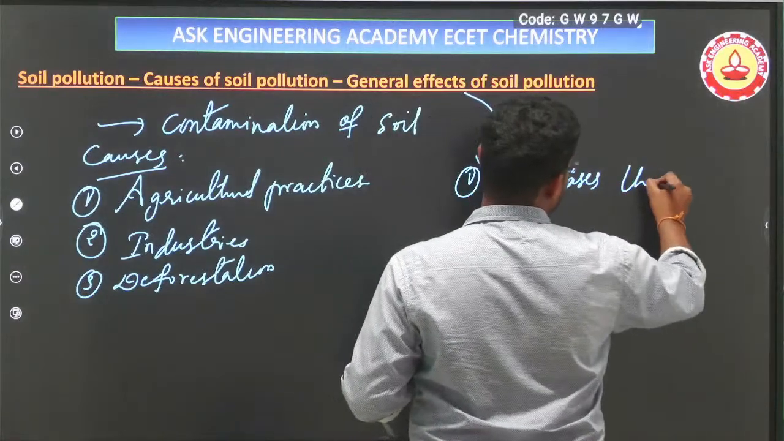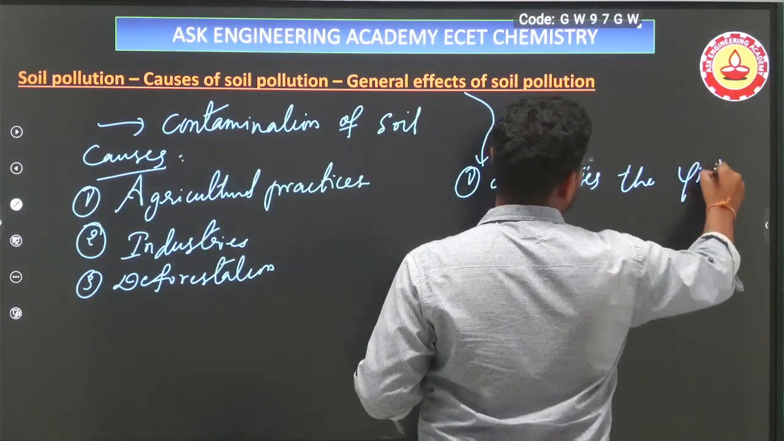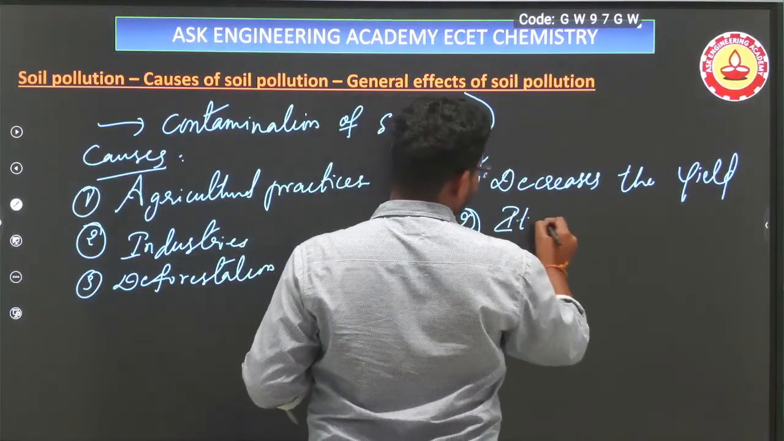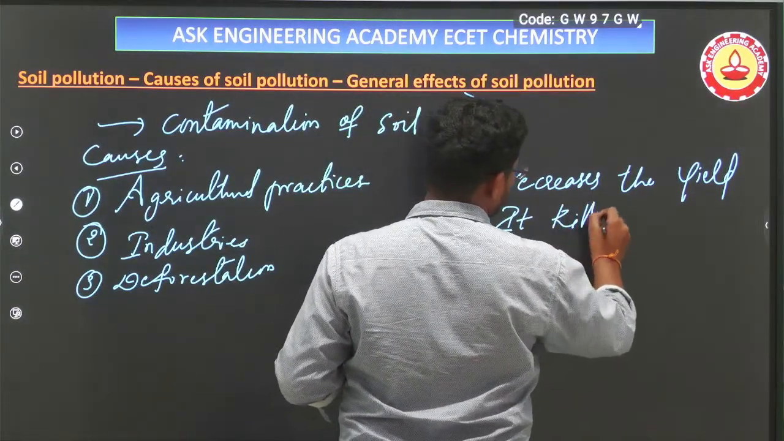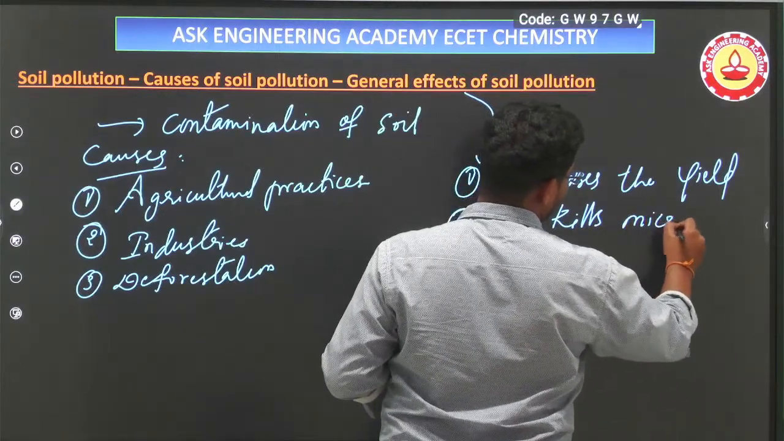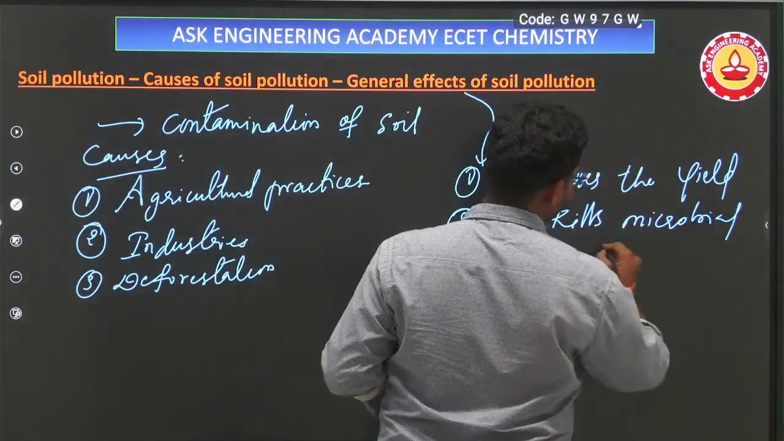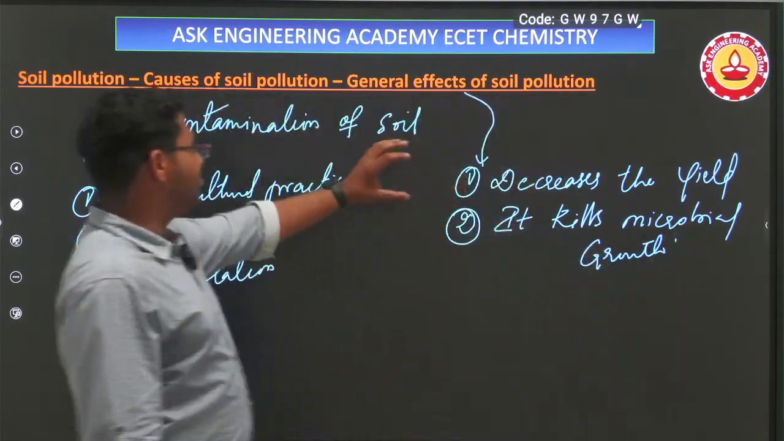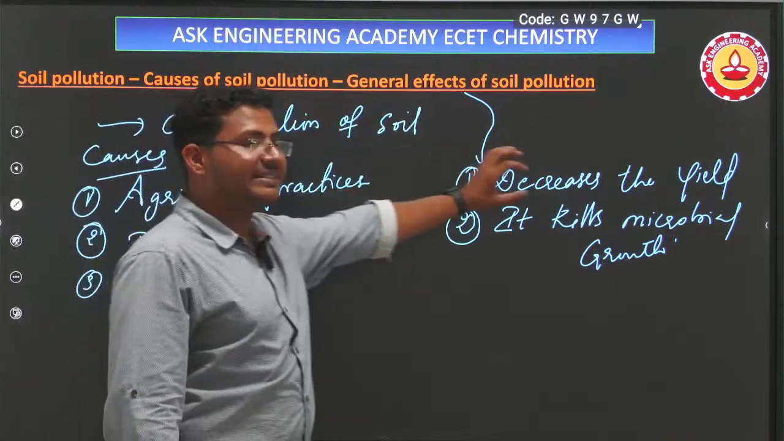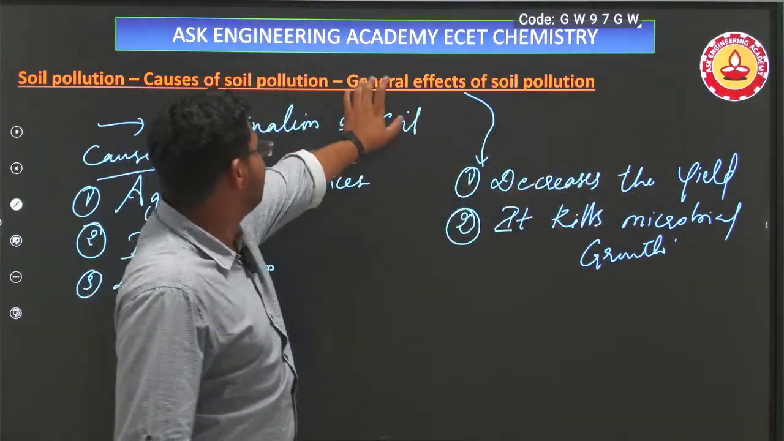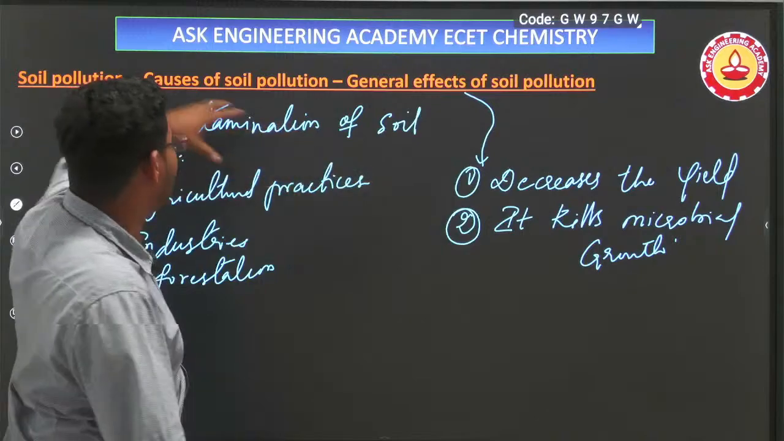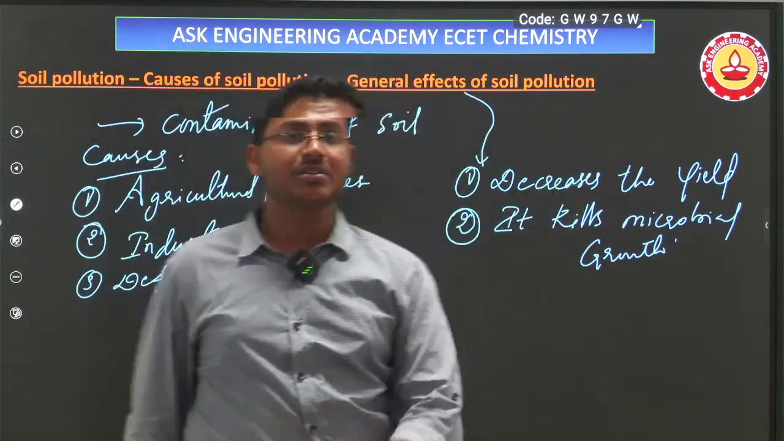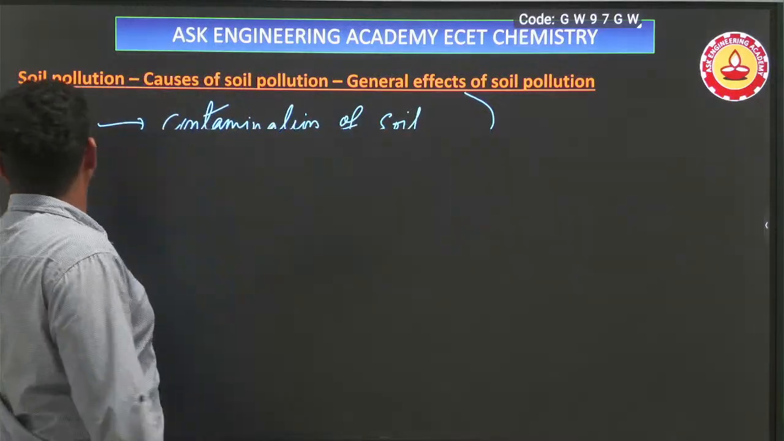Decreases the yield. Second, it also kills microbial growth. So these are the important and primary examples to discuss in the case of effects of soil pollution. This is how the soil gets polluted. These are the causes of pollution, and these are the effects of soil pollution.